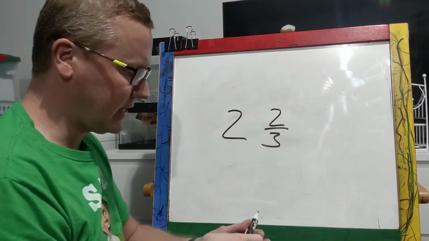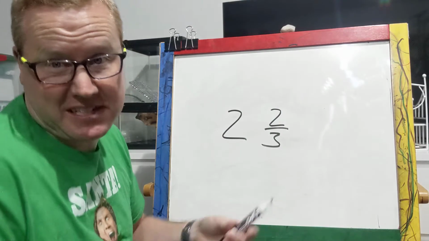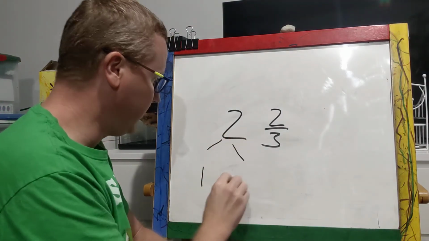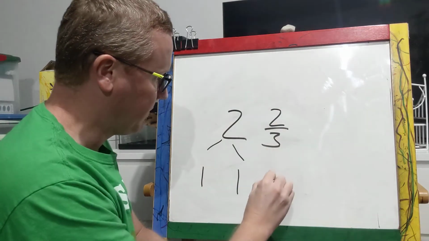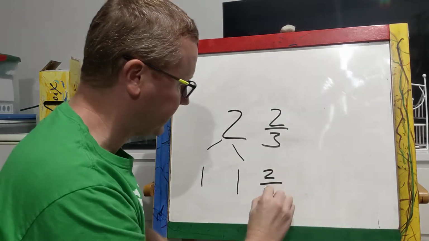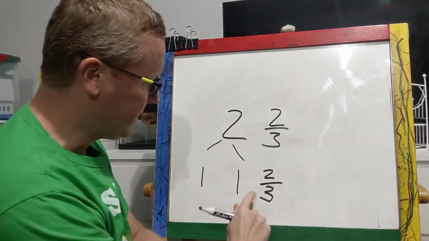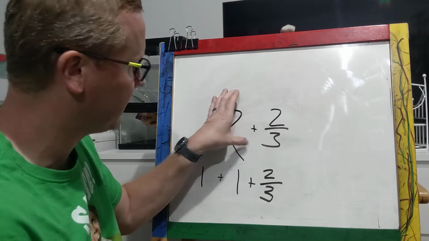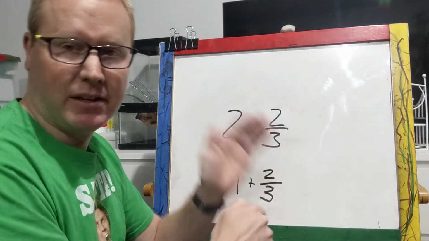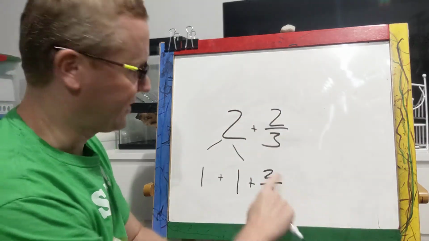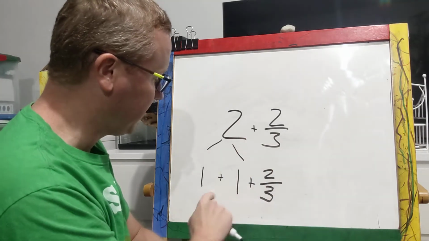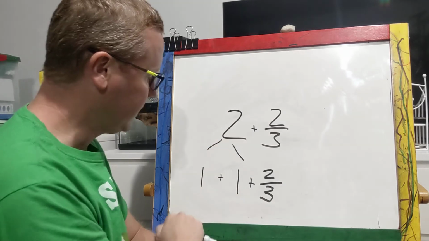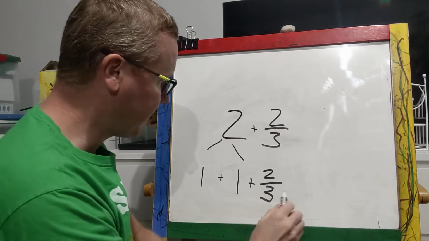What a lot of you were doing, and this is a perfectly good way, the way I taught you, is we split this whole into one whole and one whole, and then we put our fraction down here still. Then we needed to add these together, because there's a little mini plus in here. When you have a whole number and a fraction together, it's like this whole number plus this fraction. So I put these pluses down here because we're adding them up.